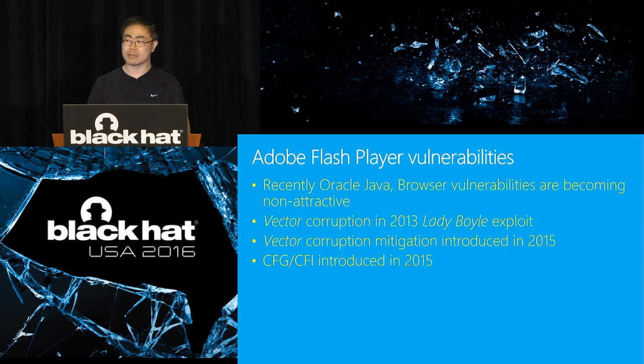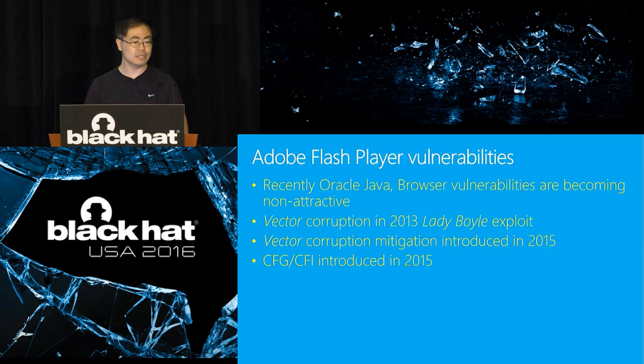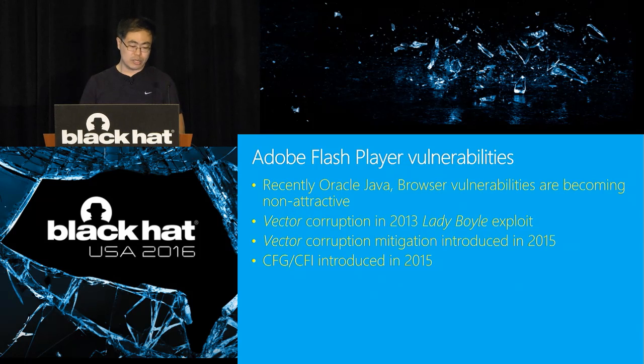Especially after 2013, there was the Lady Boyle exploit, which introduced the vector corruption method. This was used for two years. Every exploit since then until mid 2015 or so was using these methods. It was a very, very effective way to exploit Flash vulnerabilities. But in 2015, Adobe made a lot of effort to introduce new mitigations, and vector corruption mitigation is one of them. After that, they introduced CFG, and it broke a lot of exploit methods.